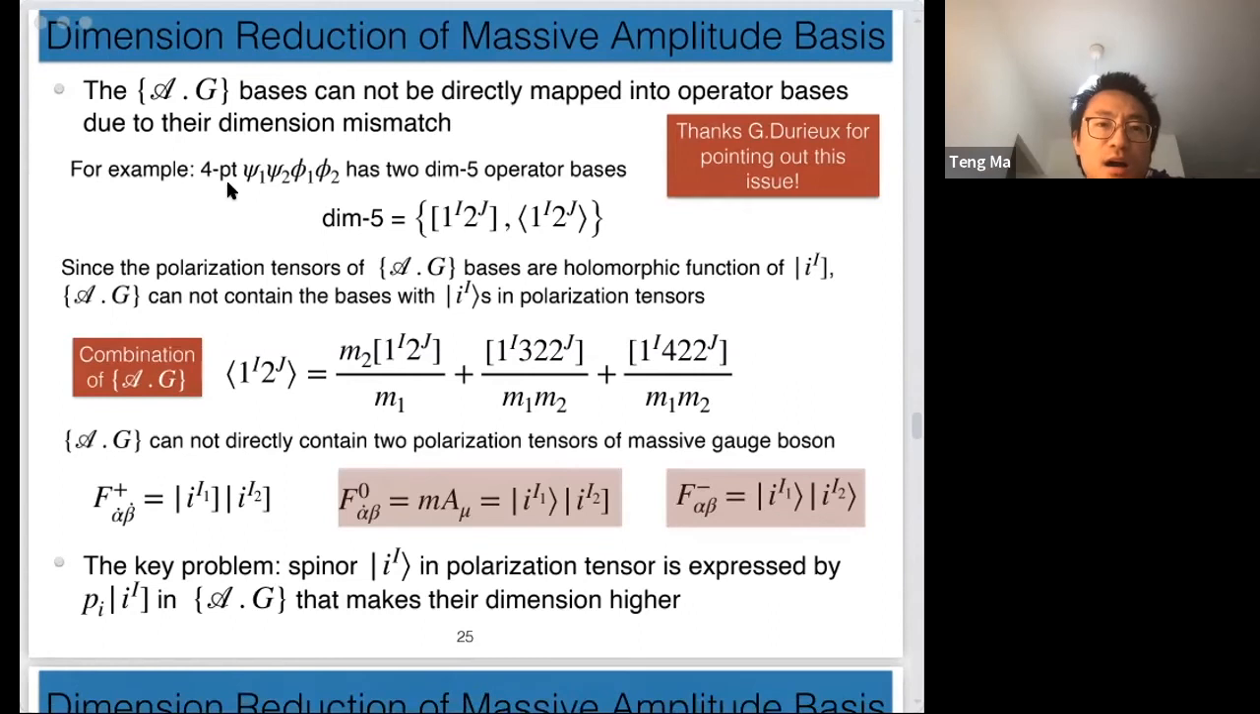For example, the four-point two-fermion two-scalar interaction has two dimension-five operator basis like this. The first one is the AG basis because the spin tensor is in the right-handed spin. But the second one is not. This is because the polarization tensors of the AG basis are chosen to be holomorphic functions of the square spinors, so the AG basis cannot contain the angle spinor in the polarization tensor. Generally, this kind of basis is a combination of the AG basis with higher dimension, like this.